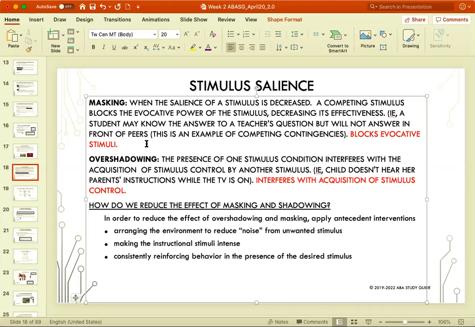Masking, on the other hand, has to do with the acquisition of stimulus control. So the presence of one stimulus condition interferes with acquisition of stimulus control of another. So if I have the television on and I'm calling for my child to come to dinner and they don't hear me, the stimulus control of the TV is interfering with the acquisition of the stimulus control of me asking them to come to dinner. So that has to do with competing contingencies, right? Competing conditions. Whereas masking just has to do with evocative stimuli.